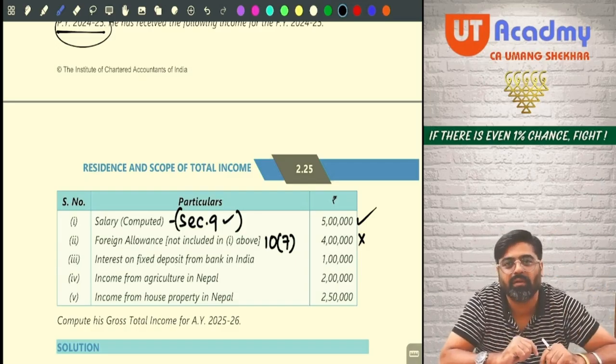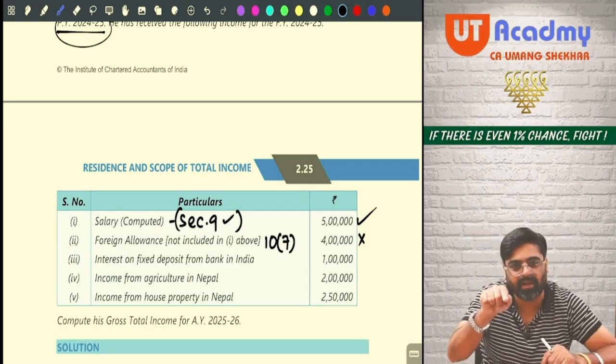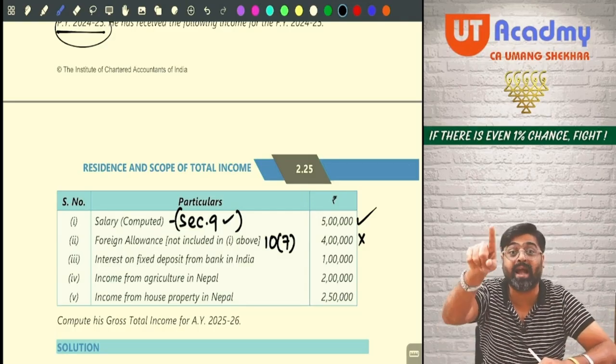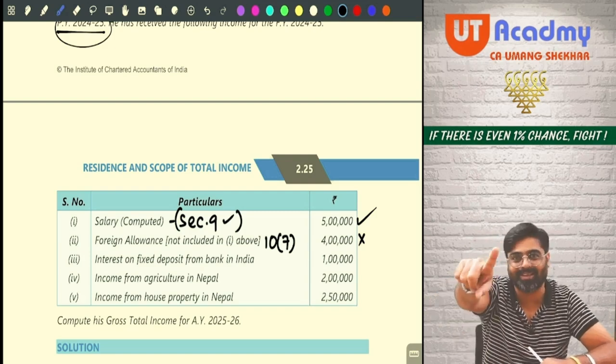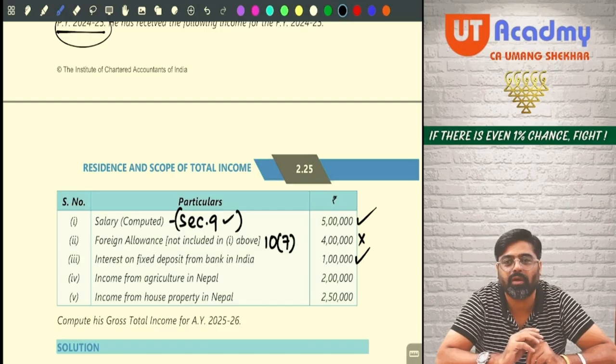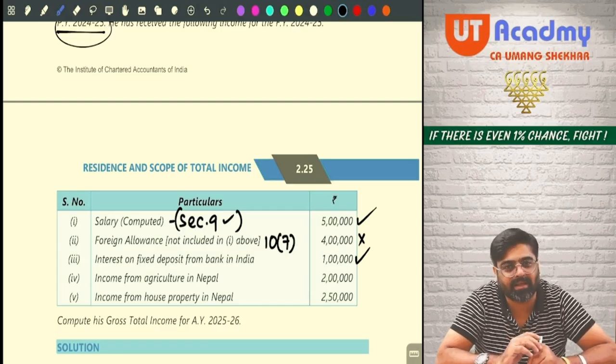Getting my point? So if income is accrued in India, it is an Indian income, taxable for ROR also, RNOR also, and NR also. He is NR. So this income will be taxable for him. Yes or no? Interest from agriculture in Nepal.